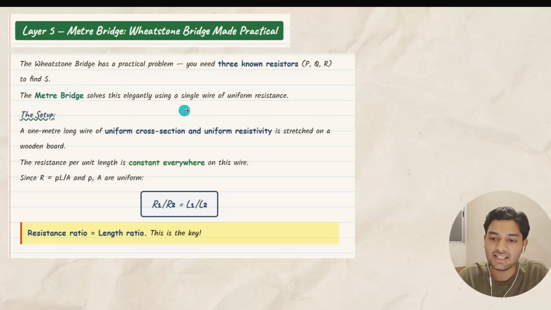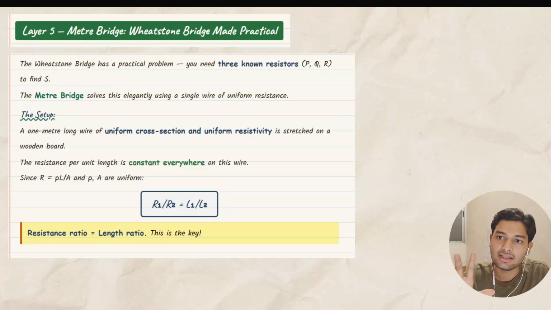So the Metre bridge solved this elegantly using a single wire of uniform resistance. A 1 meter long wire of uniform cross section and uniform resistivity is stretched on a wooden board. As I said, resistivity. The resistance per unit length is constant everywhere on this wire, since R equals rho L by A, and rho and A are uniform. The most important part in the Metre bridge is that the whole wire we are using to replace R and S, P and Q, needs to be of uniform resistance, meaning at every point it should have the same resistance. That is the core logic behind the Metre bridge.